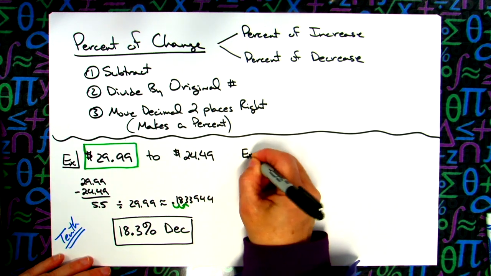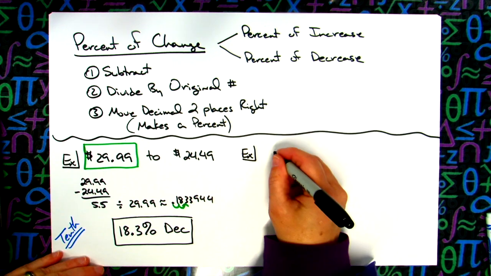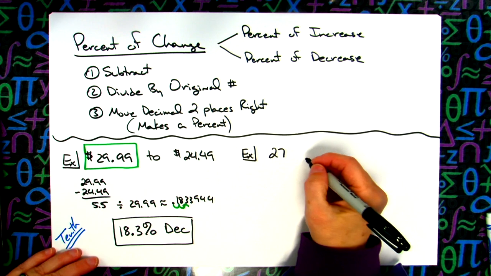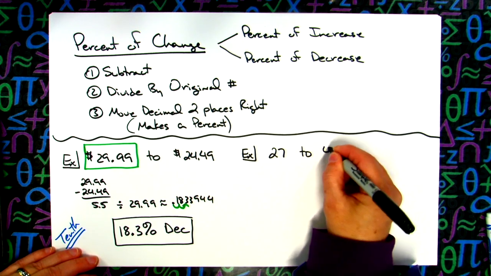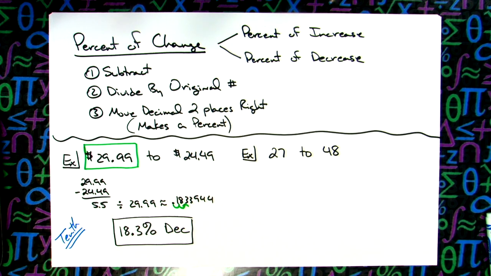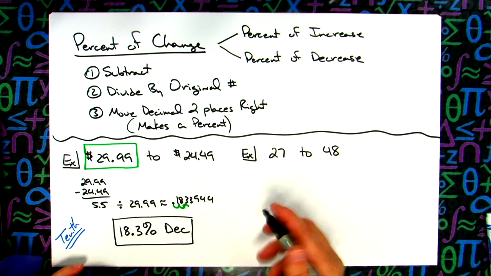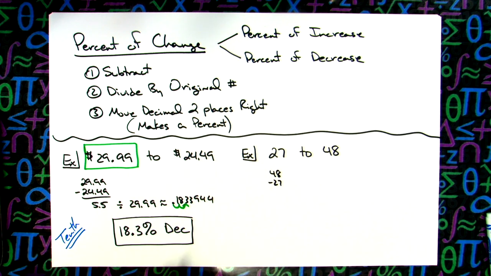Now let's do another one, with no money. Let's just do two random numbers. Let's say we start with 27 and then go up to 48. Is this going to be a percent of increase or decrease? Increase, because the numbers got bigger. First step is to subtract. So 48 minus 27, big number minus small number. It doesn't really matter which one they provided first; you're always going to do your big number minus your small number. So that is 21. I really did not need a calculator on that, but that's okay if you did.